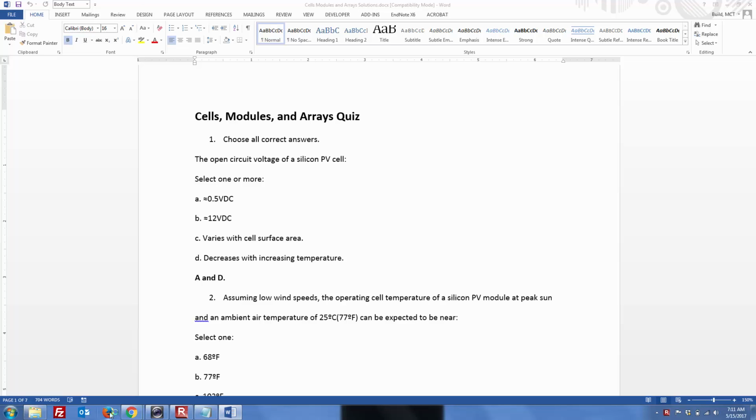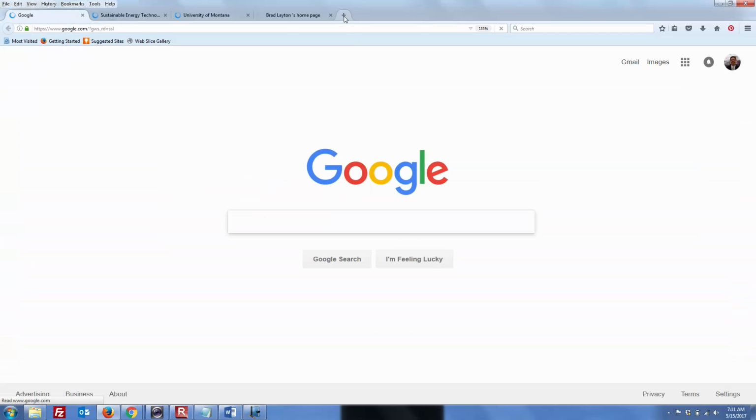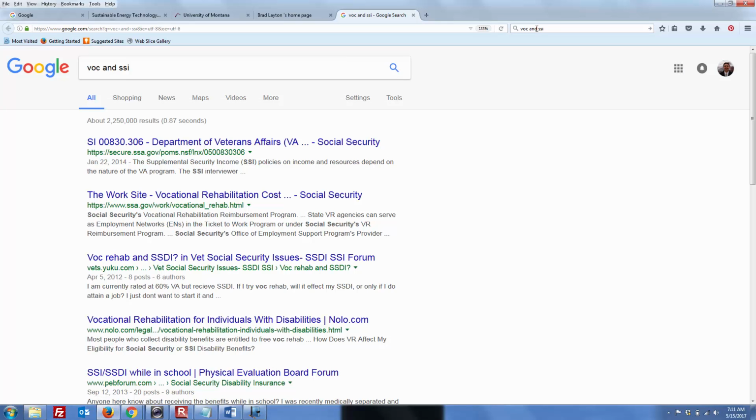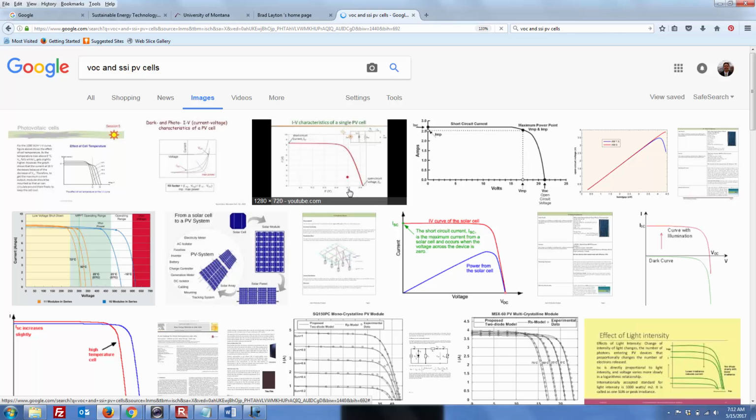First, I'm going to just hop out and define what the open circuit voltage is for you. There are two critical things to keep in mind: the open circuit voltage and the short circuit current. The things you want to type in are VOC and ISC, short circuit current. Okay, that did not bring up the right one. Let me bring up PV cells, images. Yeah, here's the curve I wanted.